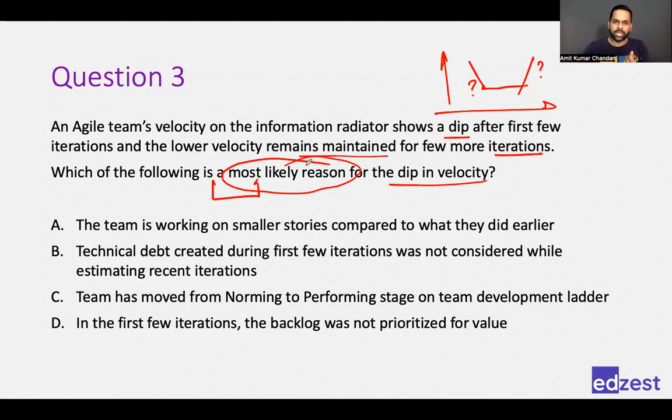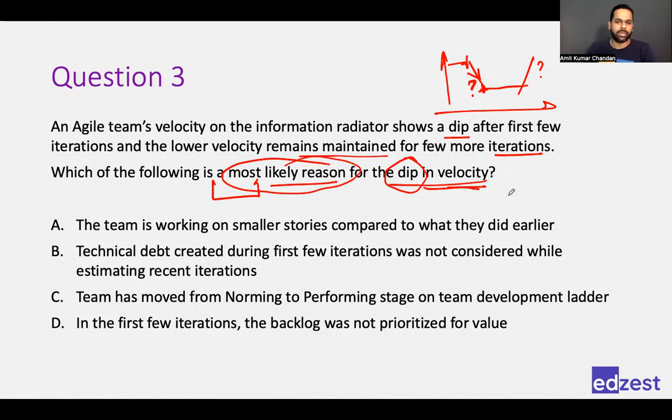So the point here is, what could be the most likely reason for the dip in velocity? Why would it happen that the team is not able to complete as many story points as they did earlier? What is velocity? Velocity is the number of story points per iteration. So if there is a dip in velocity, it means the number of story points they are completing every iteration is less compared to what they were doing in the past.